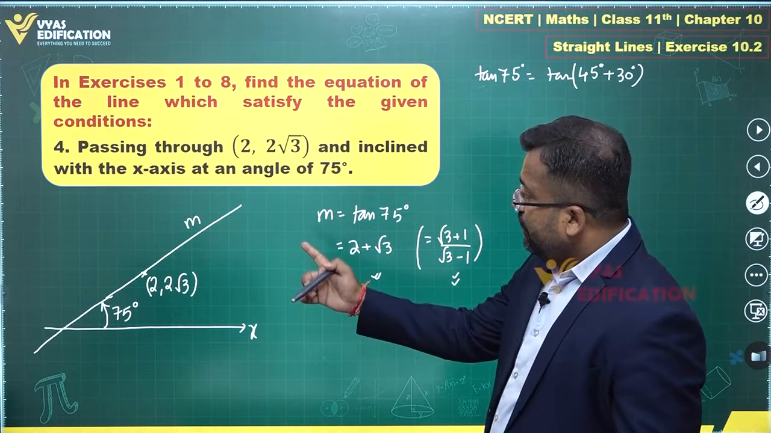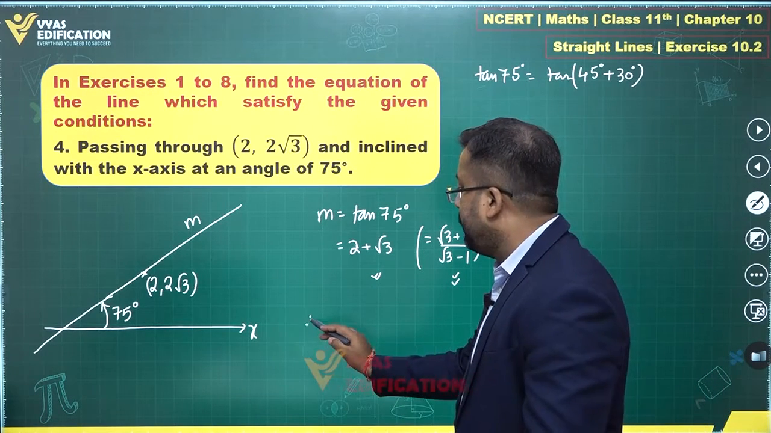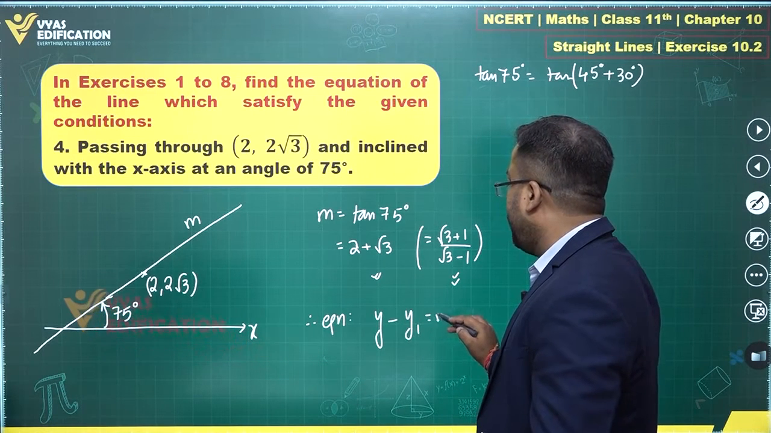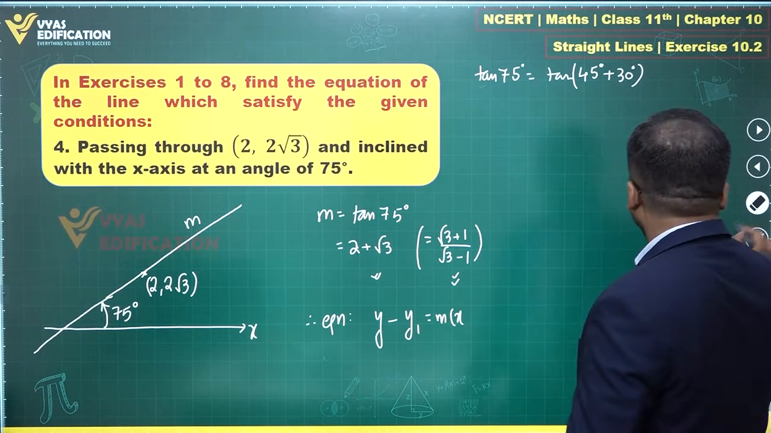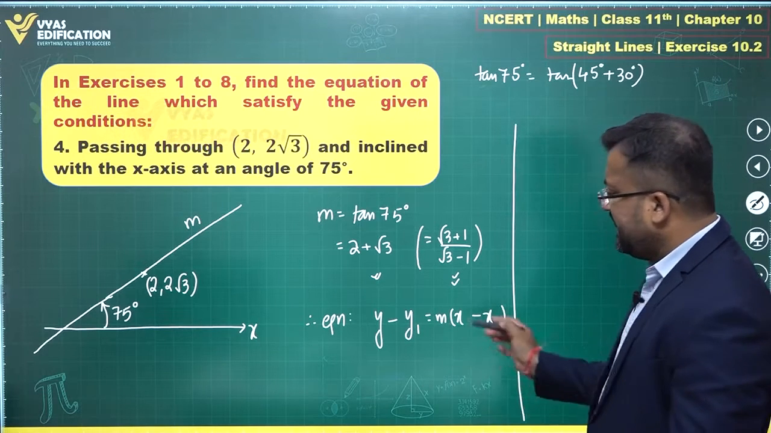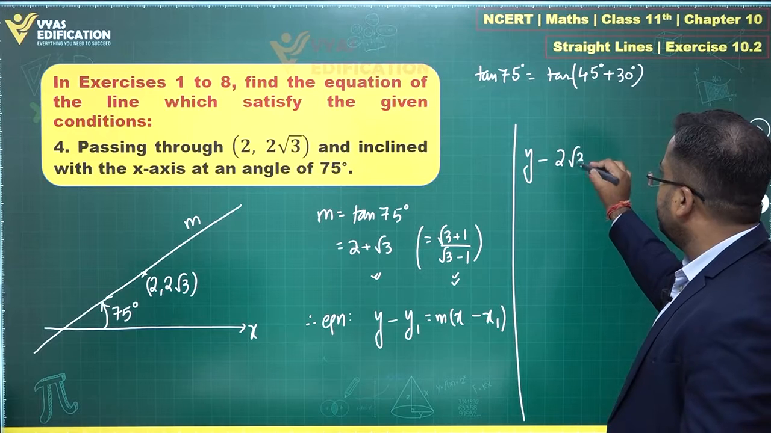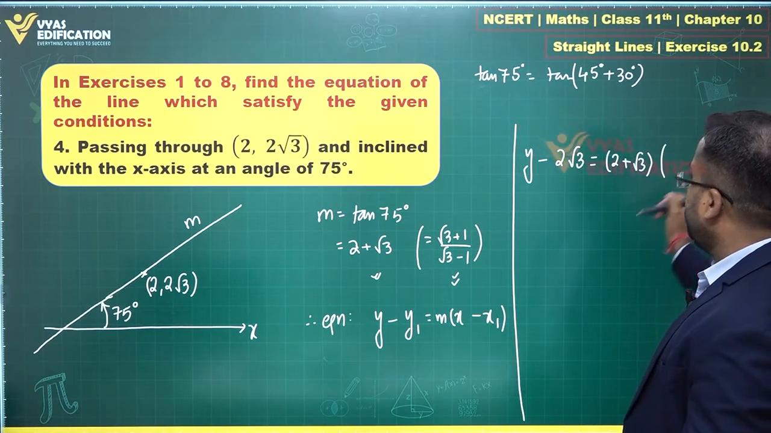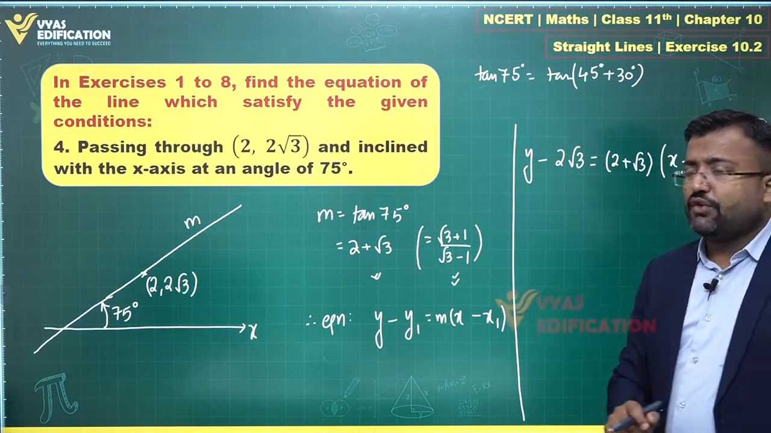You have found the slope, and you are given a point, so you can apply the point slope form. The equation is y minus y1 is equal to m times x minus x1. So this becomes y minus y1, which is 2 root 3, is equal to the slope, which is 2 plus root 3, times x minus x1, which is x minus 2. This is what you get.